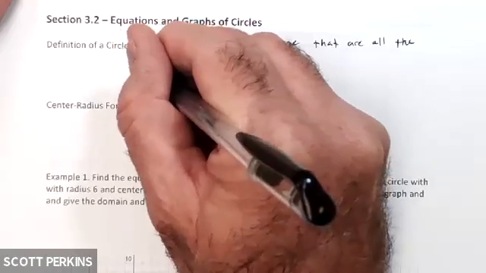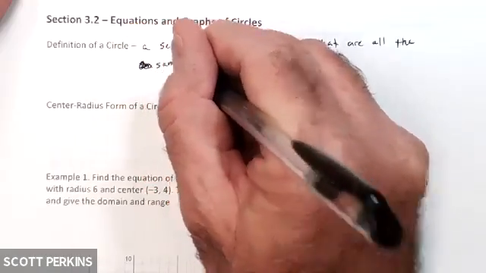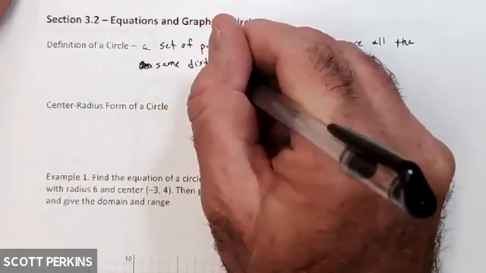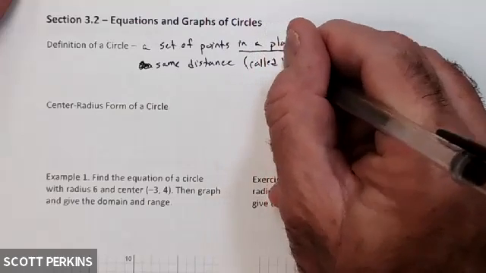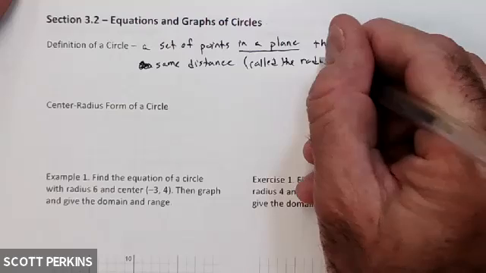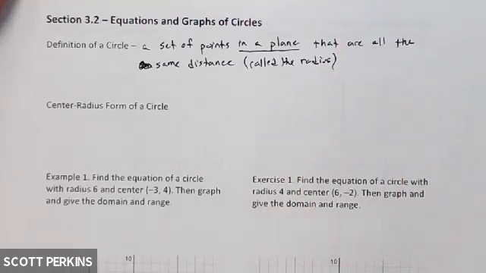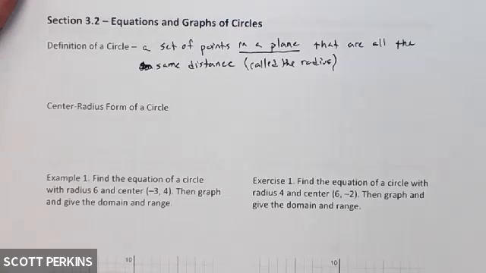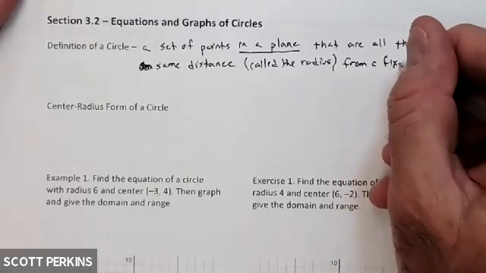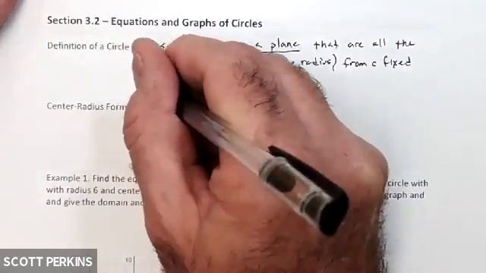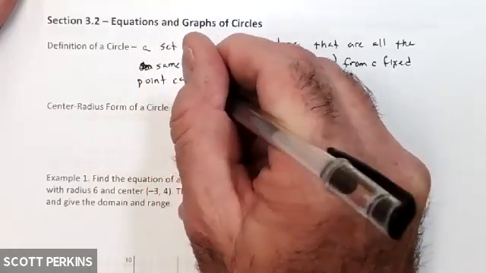Can't spell same. Parentheses, called the radius. So it's a set of points in a plane that are all the same distance, and that distance is called the radius, from a fixed point called the center.